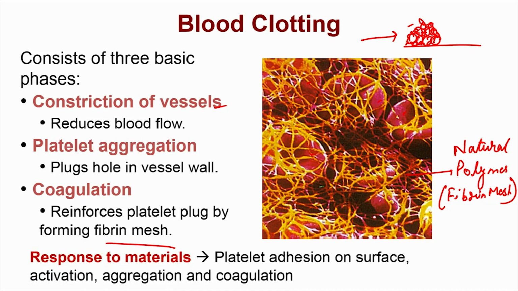And the response to materials is platelet adhesion on a surface. The platelets will adhere to any foreign material, because of course that is not the environment they are used to, and we talked about how the platelet will adhere to any new surface. They will get activated and aggregate, thinking that this might be a place where the blood vessel is ruptured. So, they will start aggregating on that surface, and the major goal there is to prevent bleeding out, and then it will cause coagulation using this fibrin mesh. So, that is the major blood clotting mechanism.